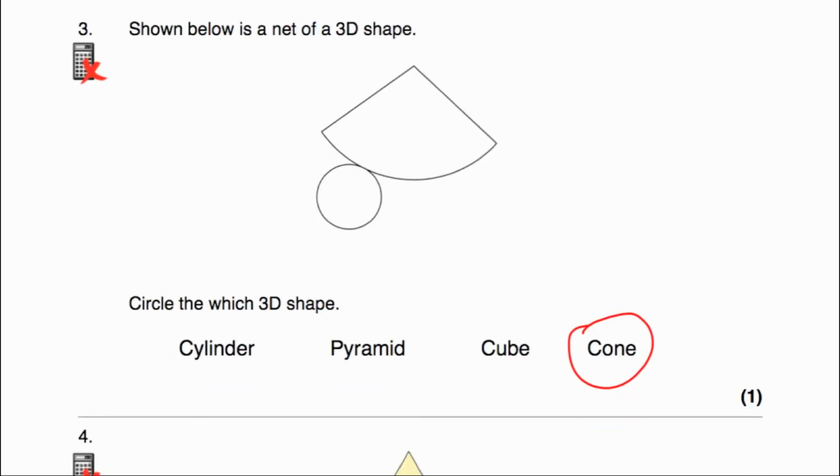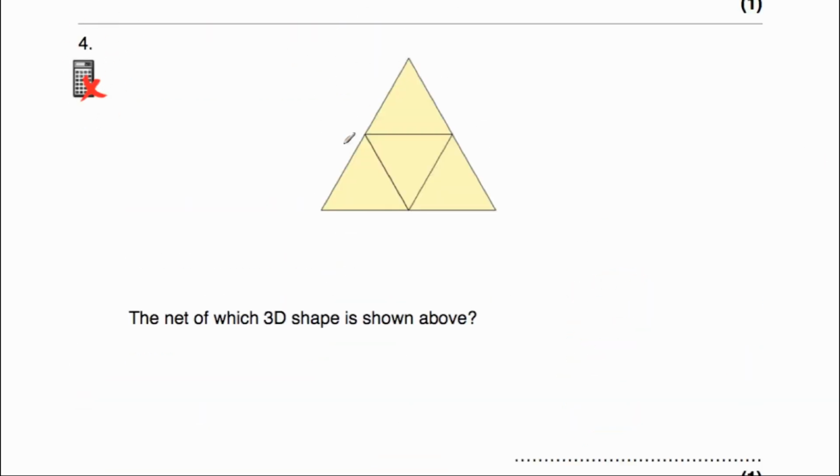Okay, question number 4. We've been given a net, and we've been asked the net of which 3D shape is shown above. So this is the net of a 3D shape, and if you consider this triangle here, that would be the base, and the 1, 2, 3 triangles would fold upwards to meet at a point at the top. So it's going to be a pyramid, and it's a triangular base pyramid, and there's 2 names for that. You could either call it a triangular base pyramid or a tetrahedron.